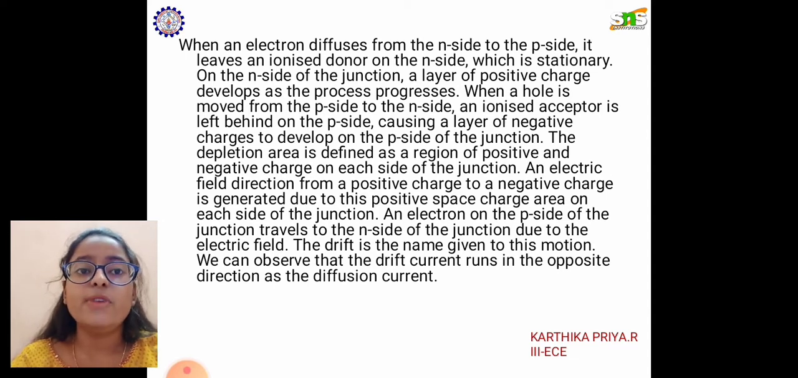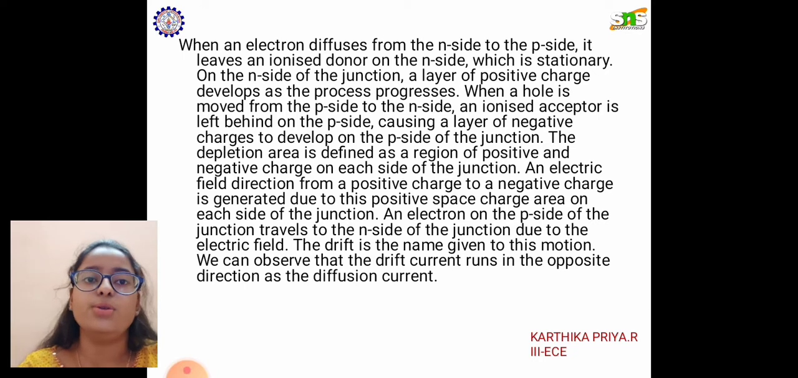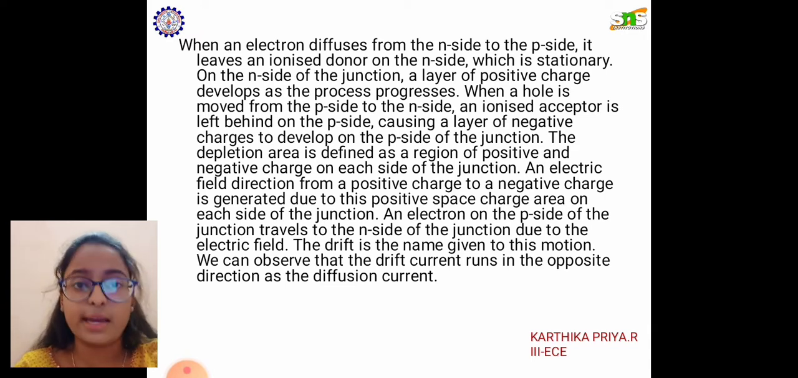An electric field directed from the positive charge to the negative charge is generated due to this space charge area on each side of the junction. An electron on the P side of the junction travels to the N side of the junction due to the electric field. The drift is the name given to this motion. We can observe that the drift current is in the opposite direction to the diffusion current.